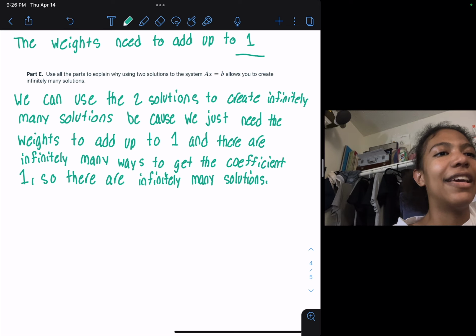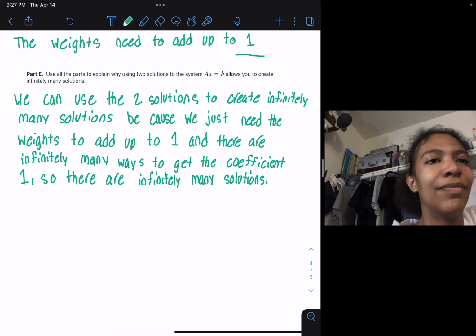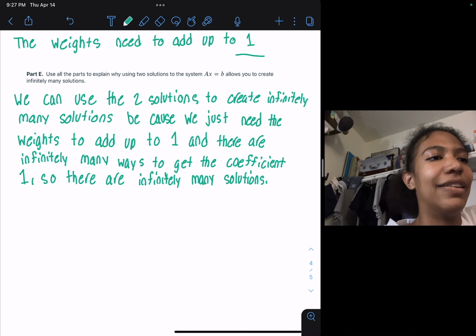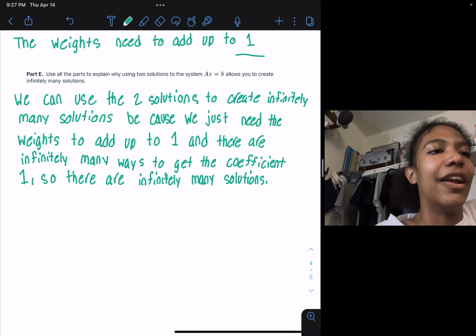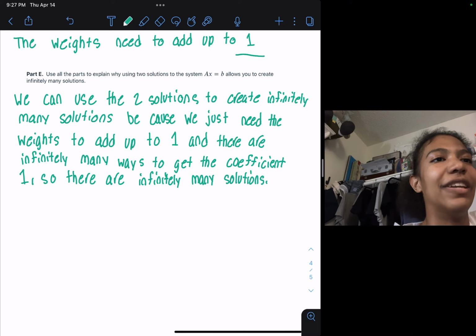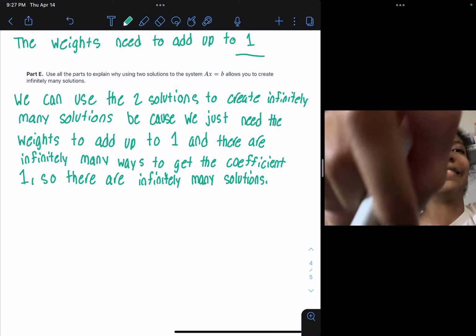So yeah, now that you have two solutions to the equation Ax equals b, you can create infinitely many. We just need the weights to add up to 1, and there are infinitely many ways to get the coefficient 1, so there are infinitely many solutions. And that's it. Thank you.